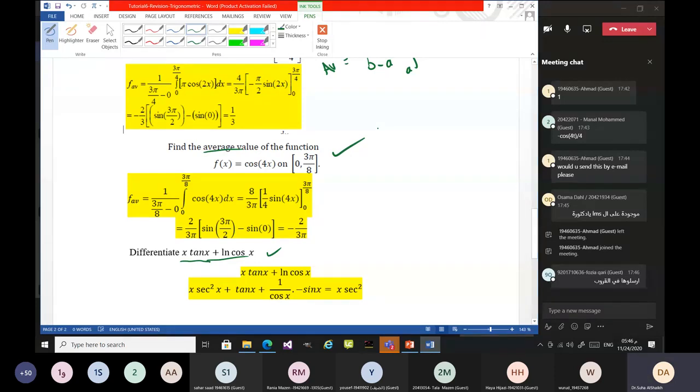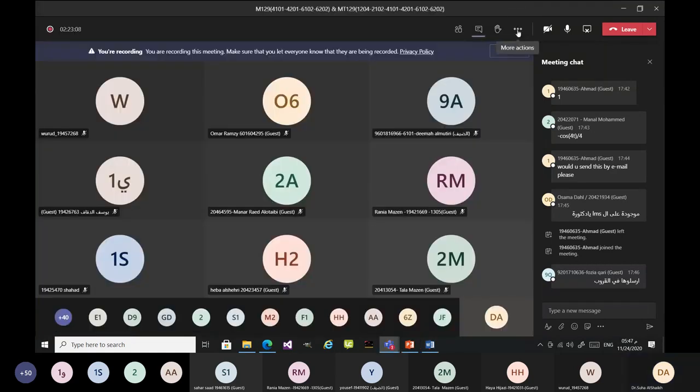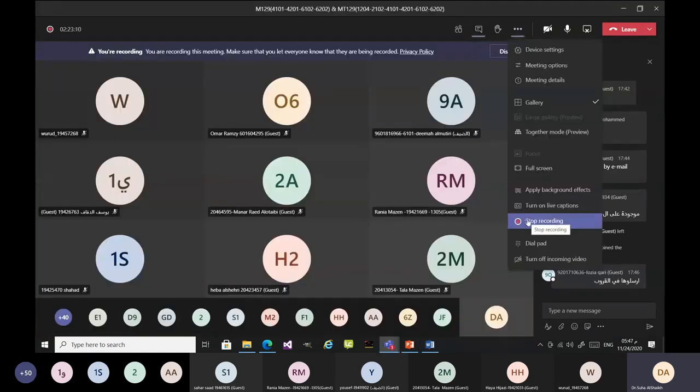Okay, we kind of did a revision on integration, by the way. The next quiz will be on integration, and we also did a revision on differentiation and integration, and the sine and cosine trigonometric functions as well. I'm going to stop the recording now and receive your questions.